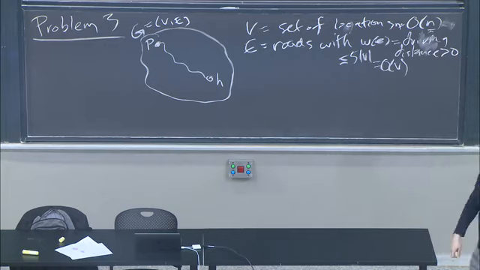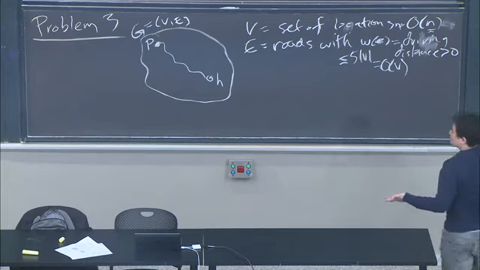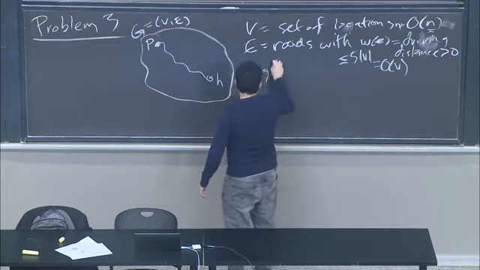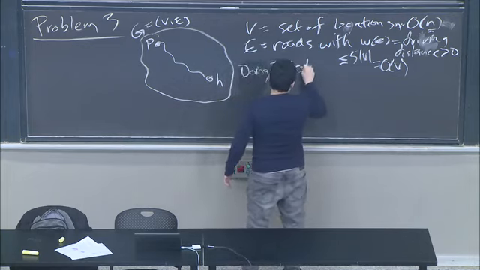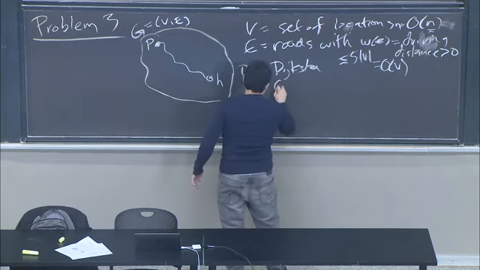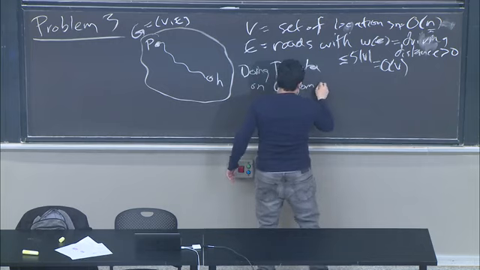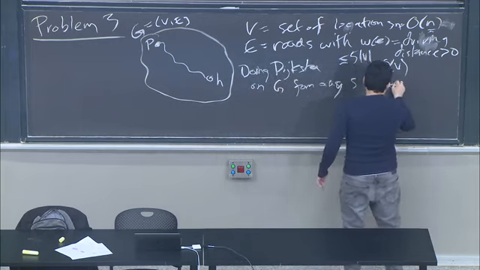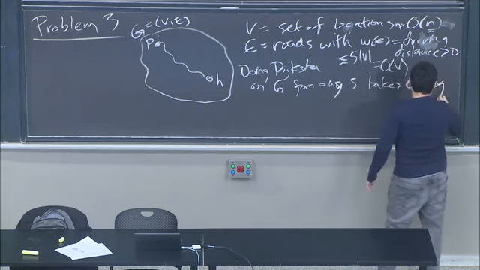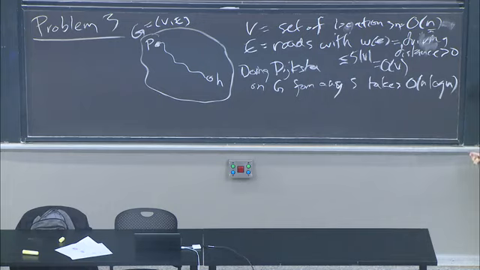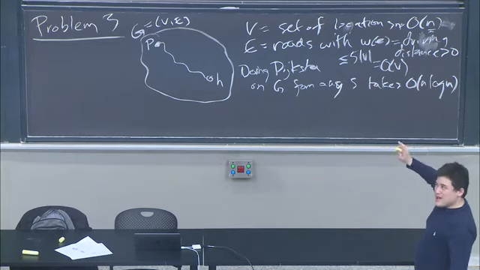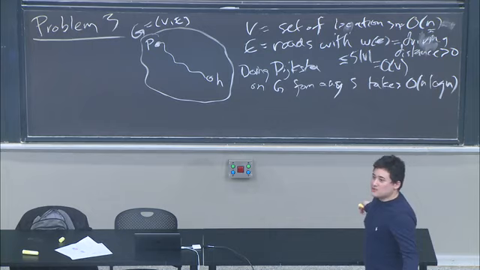And so if I were to just run Dijkstra on here from P, doing Dijkstra on G from any S takes order n log n, right? n log n plus n, but n log n is bigger than n. Okay, so that's a nice observation. We can at least afford to use Dijkstra in this problem to find shortest distances.